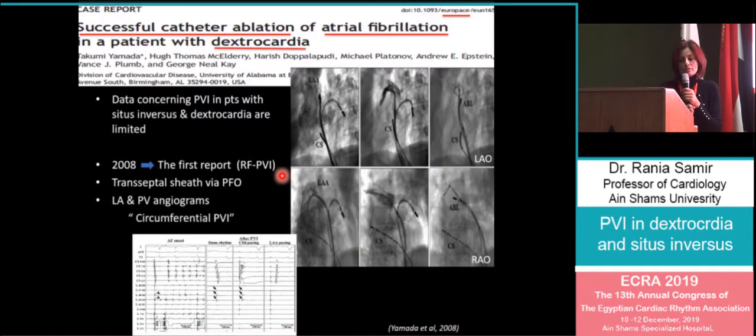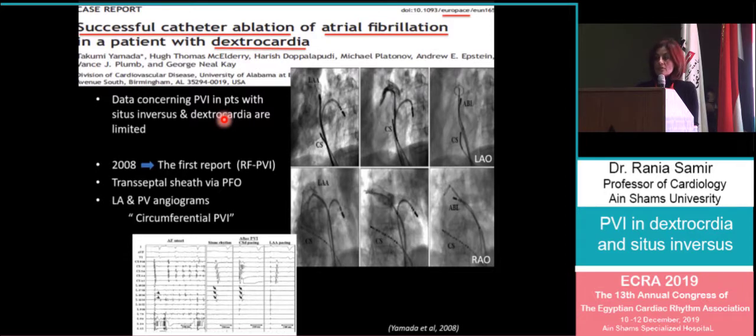In the literature, there is a handful of reports about PVI in dextrocardia and situs inversus totalis, and this is very expected, and all of them are case reports. This is very expected because this is a very rare congenital anomaly. The very first report about pulmonary vein isolation in dextrocardia and situs inversus totalis was back in the year 2008, and PVI was done using RF energy, and they did the whole procedure under fluoroscopic guidance.